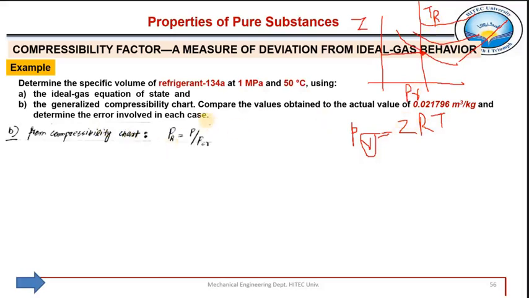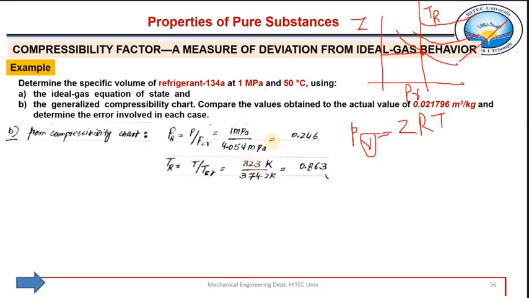PR is defined as P over P critical. The critical point data is available, it is given for that refrigerant, which we have seen in the last slide. So just put the values. Given pressure is 1 megapascal, critical point pressure is 4.059 megapascal, so PR is 0.249. Similarly, TR is T over T critical. Given temperature is 50 degrees Celsius or 323 Kelvin divided by T critical, and it comes out to be 0.863.